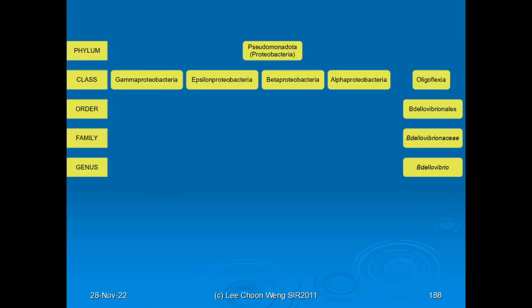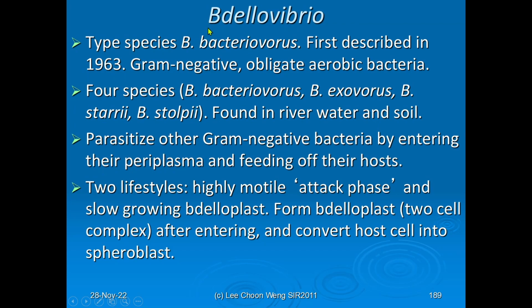In this lecture, we'll be looking at the genus Bdellovibrio under the family Bdellovibrinaceae, order Bdellovibrinales, and class Oligoflexia. This used to be in the class Delta Proteobacteria, but now they have moved to a different class, Oligoflexia. So this bacteria is special because it is a bacteria that attacks other bacteria. The type species is Bdellovibrio bacteriovorus.